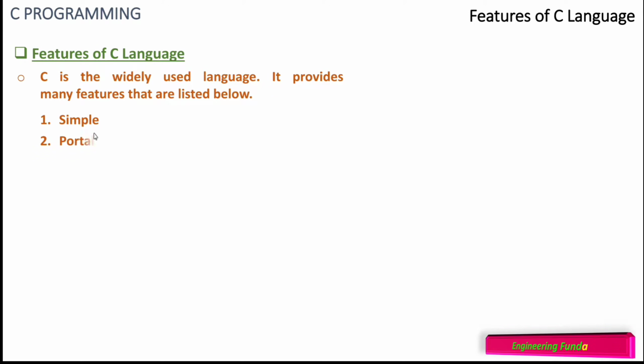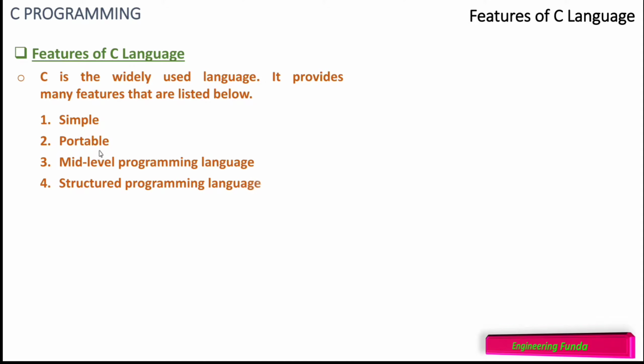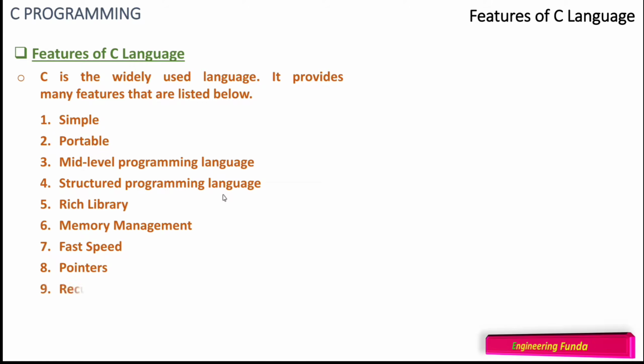First, it is very simple in understanding and writing the program. Second, it is portable. Third, it is a mid-level programming language, so it is between machine level and high level. It is a structured programming language. It has a very rich library. We can do memory management in C programming. It is fast speed. The programs are as fast as the assembly language code. It has the feature of pointers, and we can have recursion also.